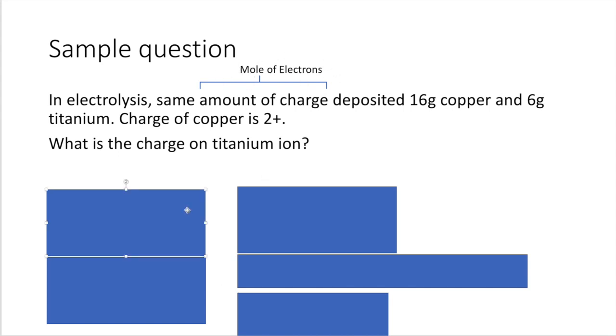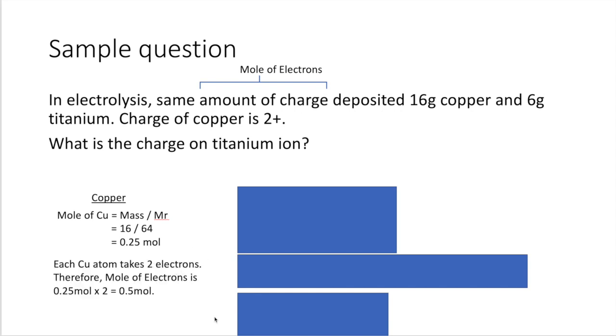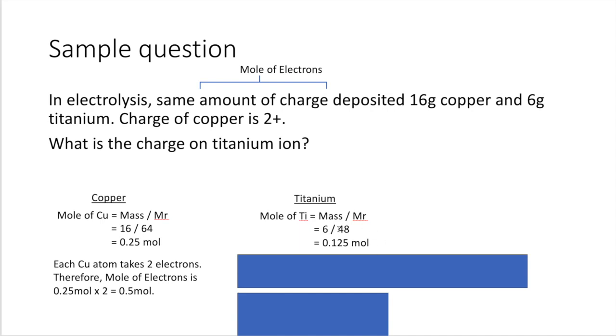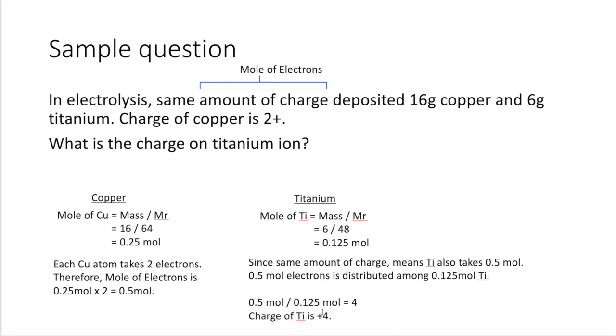Okay, so 16 gram copper, the number of moles of copper will be this. The copper ion was a 2+ ion, so it consumes this amount of electrons. So that's the amount of charge they are talking about. So this amount of moles of electrons will also provide for 6 grams of titanium. So 6 grams of titanium is this amount of moles of titanium ion, and divide them up, the answer will be this. Titanium will be 4+.